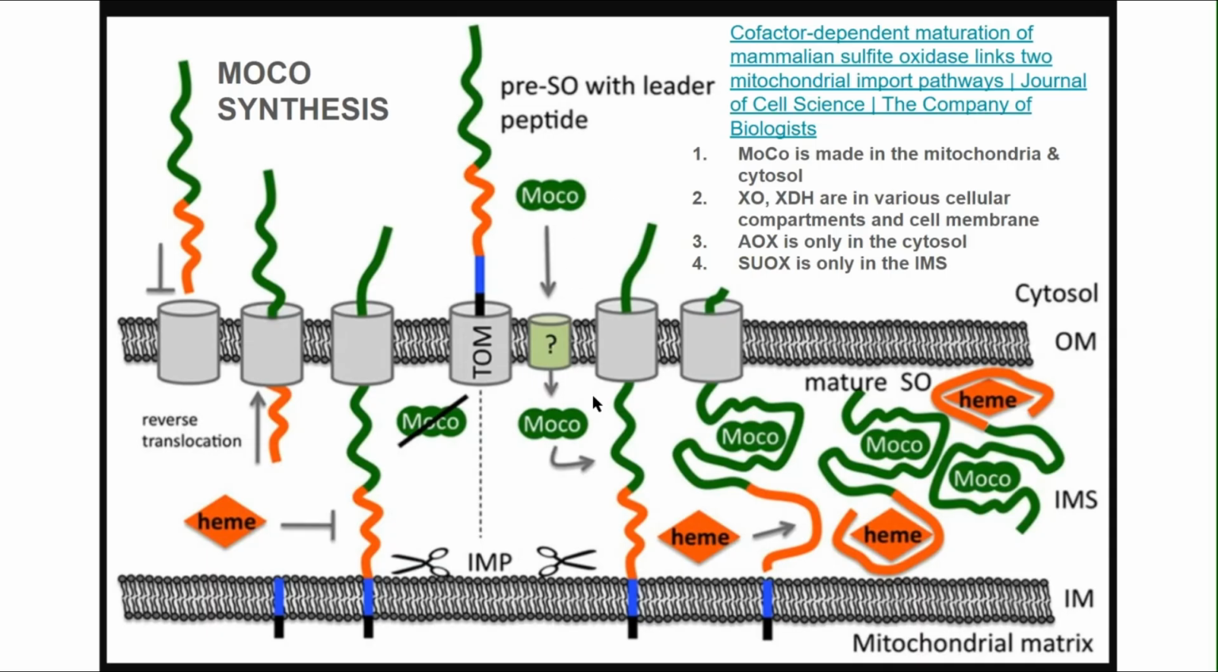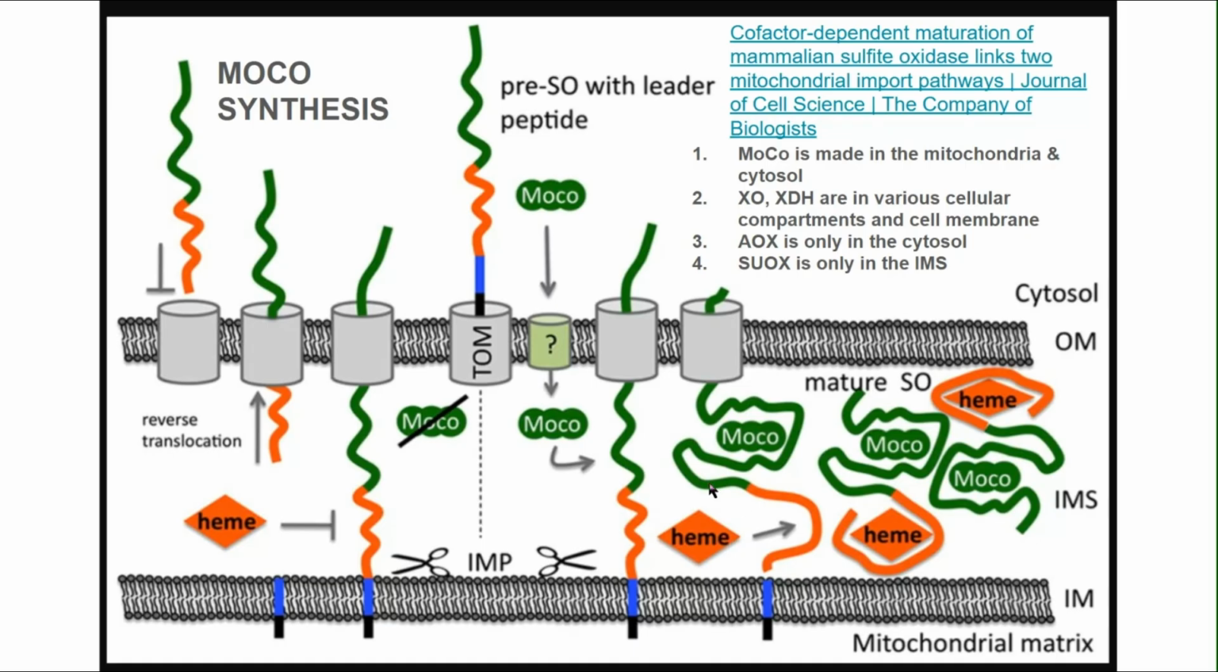So once you are making Moco, the Moco is added. Kind of the production of it goes in and out, and I'll talk about that in the next video. But once you've made it, then you actually have to load the Moco onto this enzyme. This is called the pre-sulfite oxidase enzyme. And that enzyme comes in here through this thing called the TOM complex. And then you have to load the Moco, and then you have to add heme.